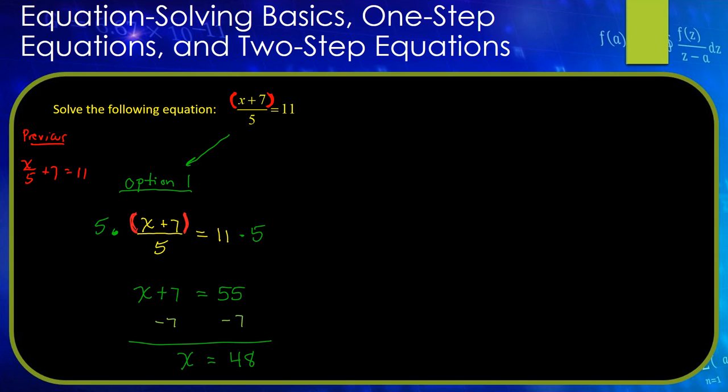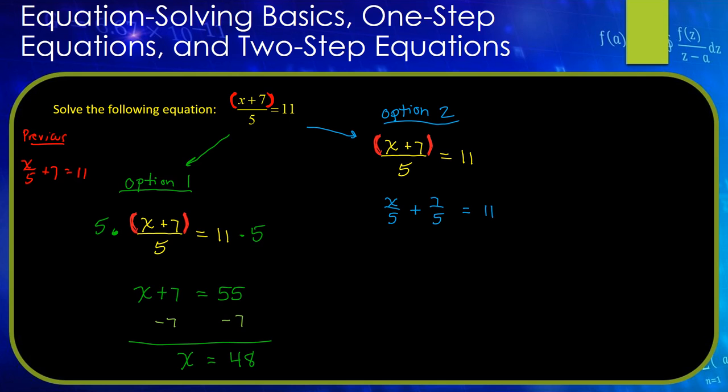The other option is one that we're going to spend more time with in the next part of this review for the remediation course, is that even though I'm looking at it as a fraction up here, I can distribute this division of 5. Division is just as distributable as multiplication, because in algebra, division is simply multiplying by a reciprocal. So as you do this, I'm just going to rewrite this as x over 5 plus 7 over 5 equaling 11.